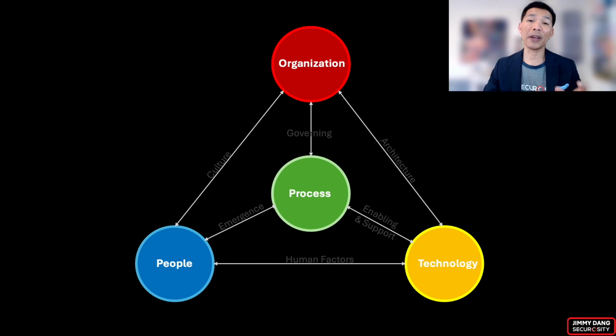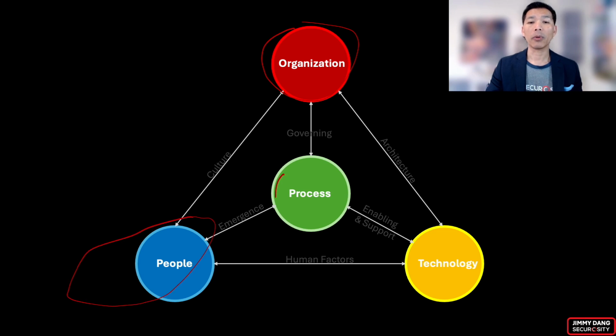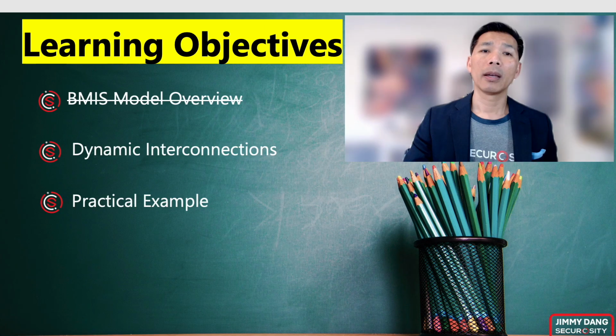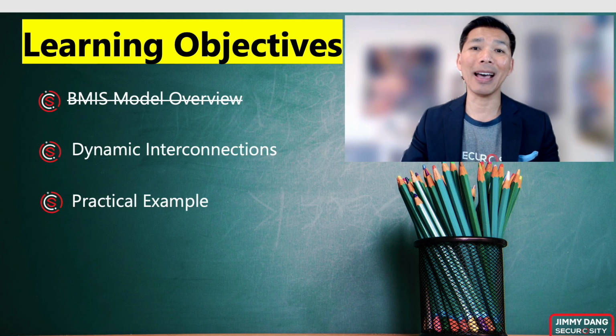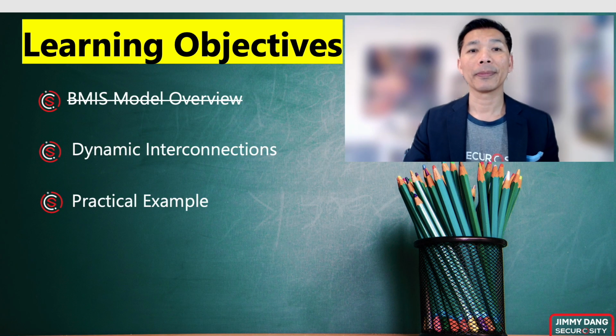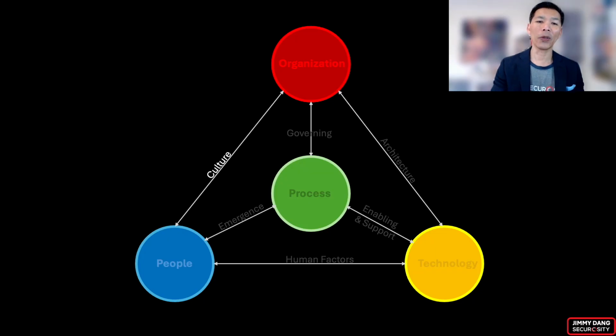Now that we have a fundamental understanding of these four elements, organization, people, process, and technology, let's explore how these elements interact with the dynamic connectors. We're starting out with the culture dynamic connector first because it has the biggest influence on the success of an organization and its security program.